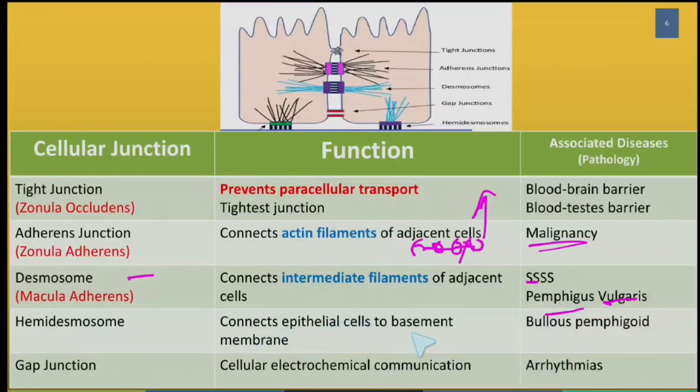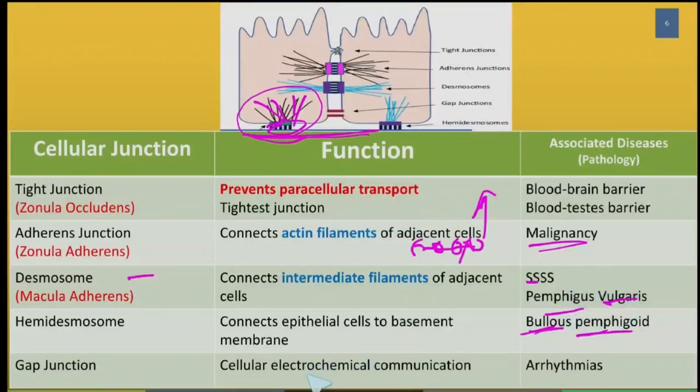So let's talk about hemidesmosome. They connect epithelial cells to the basement membrane, as we can see over here. They have two types of parts. They have intermediate filaments, laminin 5, and they have collagen 4, which will connect them to the basement membrane over here. The pathology we mostly see associated with them is bullous pemphigoid. We will talk about these pathologies in detail later on in our dermatology series.